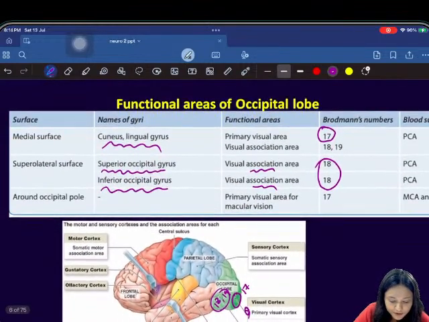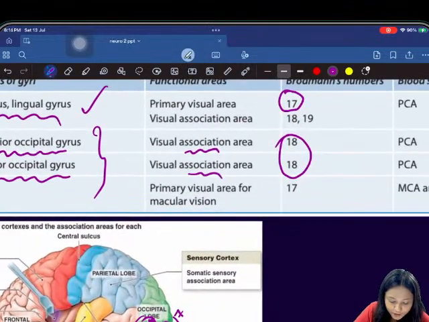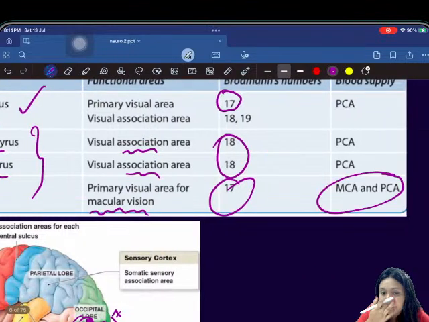If you see the medial surface, this is the cuneus and the lingual gyrus. In the superolateral surface, you have the occipital gyrus. Also, the primary visual area for the macular vision is area number 17, supplied by both MCA and PCA. Important to remember, okay?